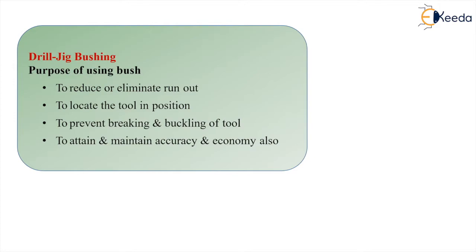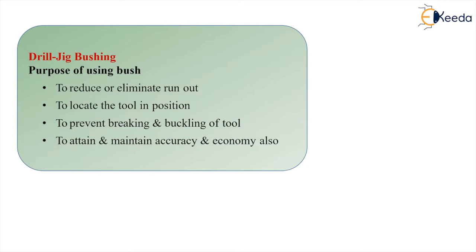Okay, so the jig bushes are made of material with sufficient hardness to ensure long life, and the typical materials which are used in the making of these drill jig bushes are hardened steel, carbide, bronze and stainless steel. We are using these materials for these drill jig bushes.